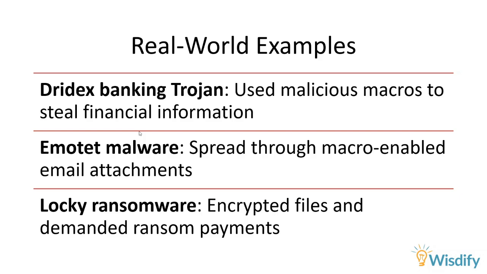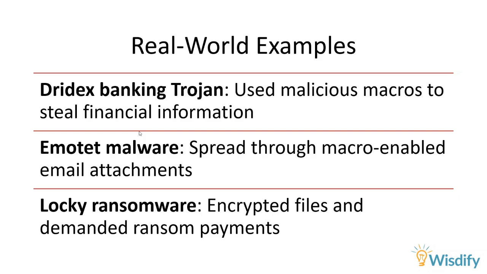Another scary one is Locky. Locky ransomware actually worked like this. It encrypted files and demanded ransom payments in Bitcoin from people who fell victim to it. And this is actually one of the files that came from a Word macro. So imagine that. You might not think that Word files are somewhere that you can get viruses from, but you have to be careful because that's where Locky ransomware was hiding.